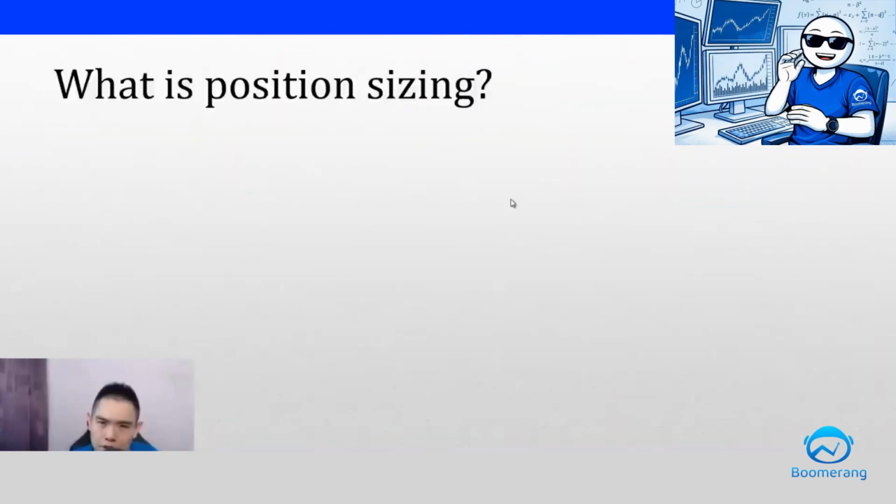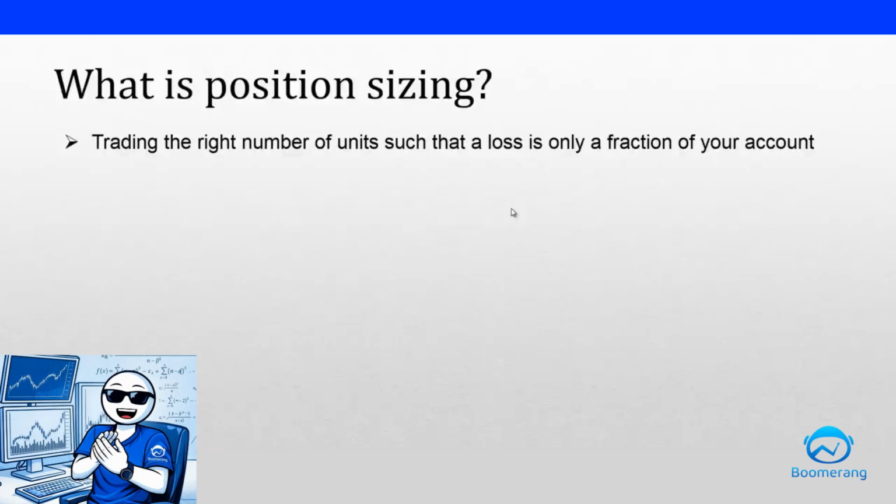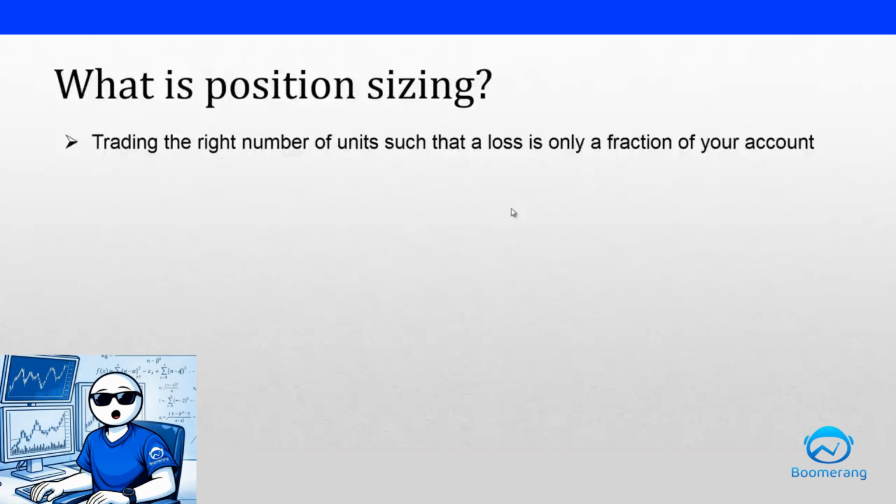Position sizing. So what is position sizing? Position sizing is simply trading the right number of units, such that even if a trade ends up being a loser, it's only a fraction of your trading account. Let me repeat once again: position sizing is knowing how many units you should trade, such that if that trade goes against you, you only lose a fraction of your trading account.